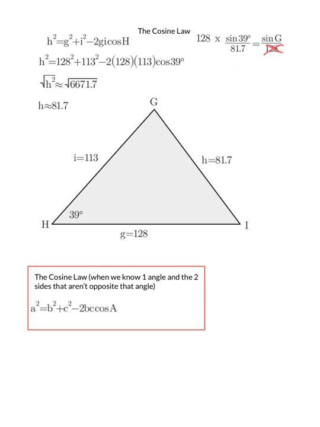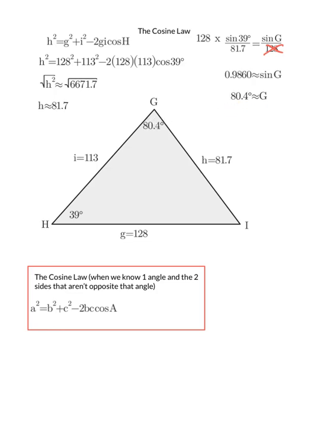Okay, I can isolate g by getting rid of this 128, putting it over here. And then the sine of g is simply equal to 128 times sine of 39 degrees divided by 81.7. So sine of g is approximately 0.9860. And of course we have to take the sine inverse of that to find g, and it is approximately 80.4. All right, that's another thing we solved.